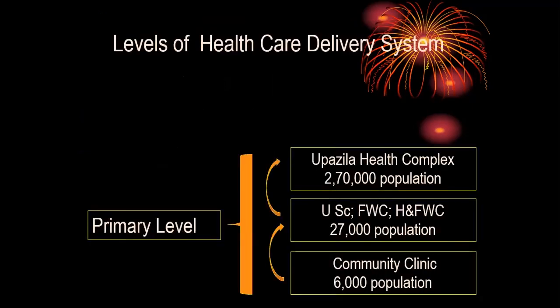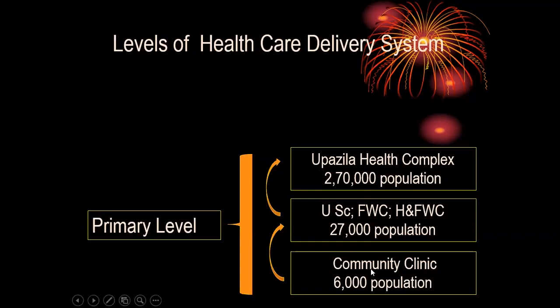Now, primary level. Primary level starts from the community clinic. Every 6,000 population is covered by one community clinic. Then USC, Union Subcenter, FWC, Family Welfare Center, Health and Family Welfare Center. Approximately 27,000 population is covered by one Union Subcenter. Then Upazila Health Complex, approximately 270,000 population is covered by one Upazila Health Complex.